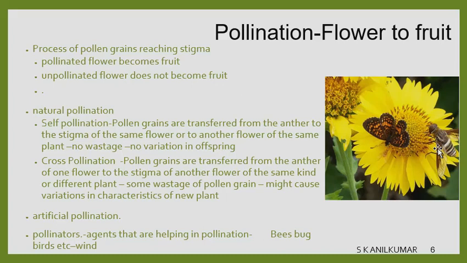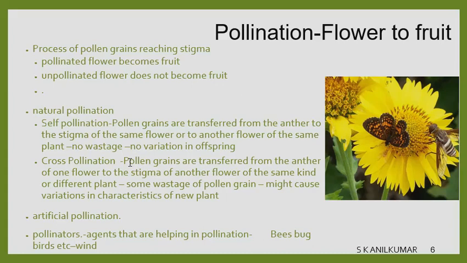If it is a complete flower, even if a small breeze is there, the anther will spread the pollen and it will fall on the stigma. But for the anther on the pollen sac to release it, there has to be at least a breeze, or birds or bees should come and shake it by sitting on it. So natural pollination is self-pollination. Pollen grains are transferred from the anther to the stigma of the same flower or another flower. There is no wastage and no variation in offspring.